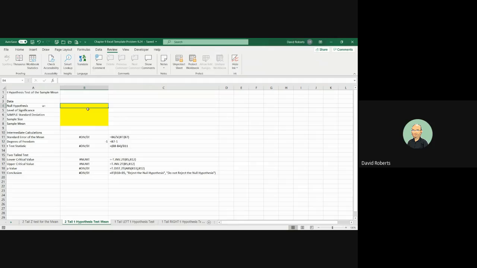We have the null hypothesis being 3.7 minutes. We have a level of significance of 5%. We have a sample standard deviation of 0.8 minutes. We have a sample size of 64 orders, and we have a sample mean of 3.57. So once again, it calculates all of the information that we need.